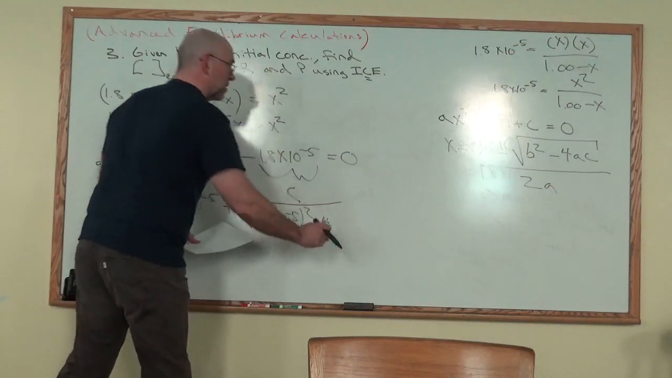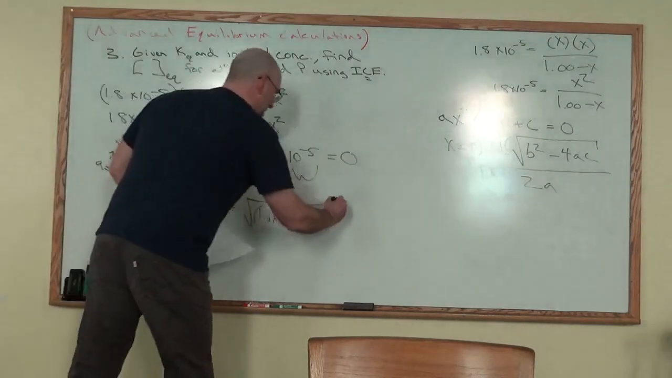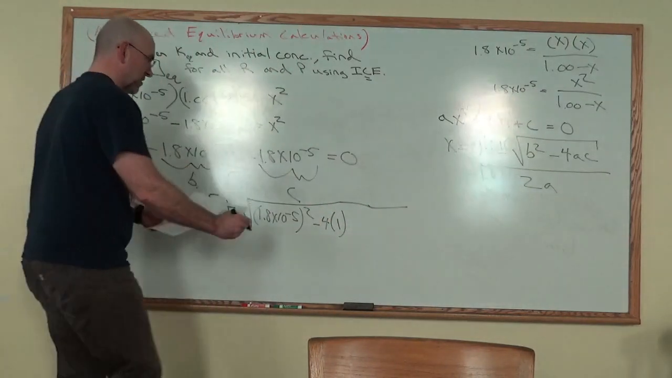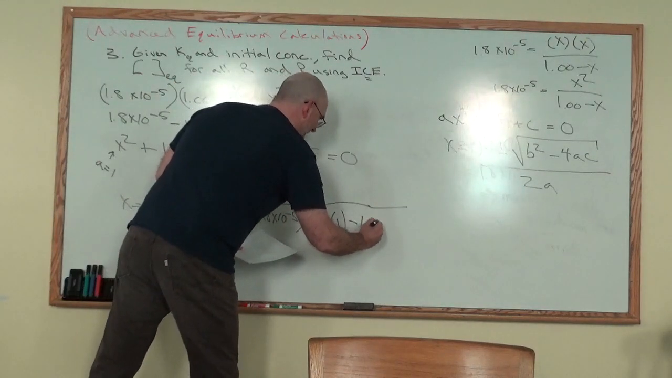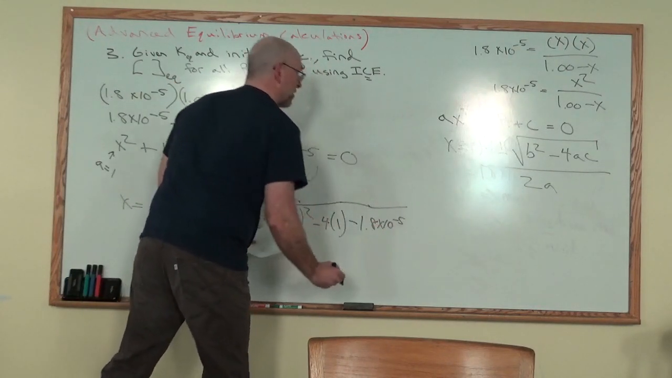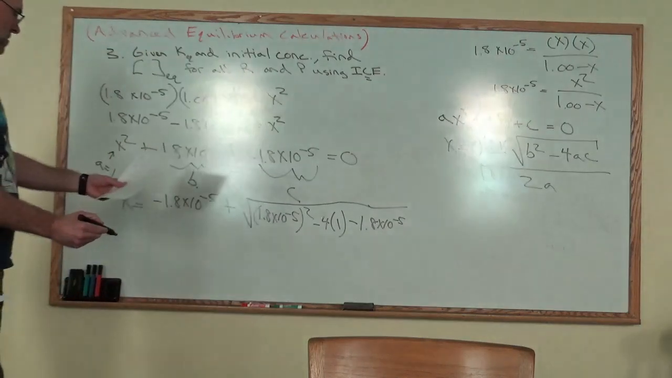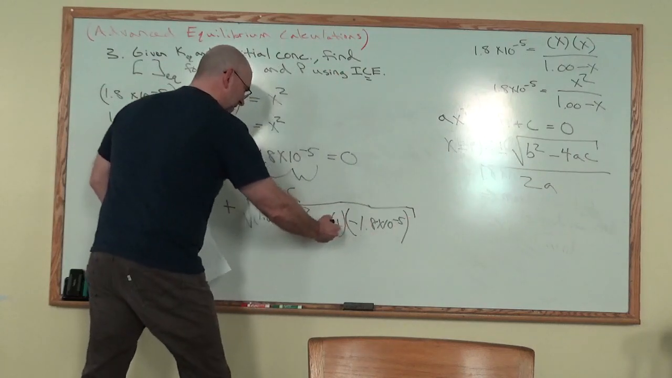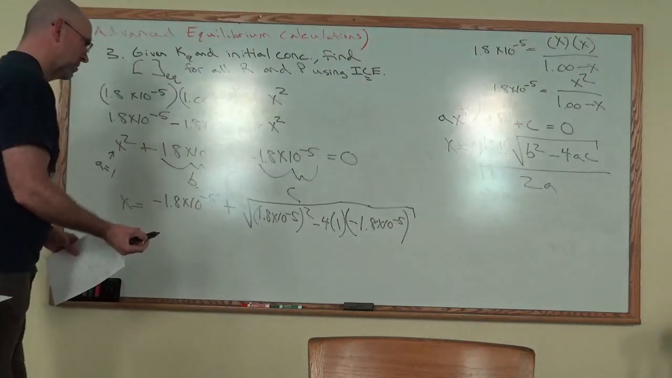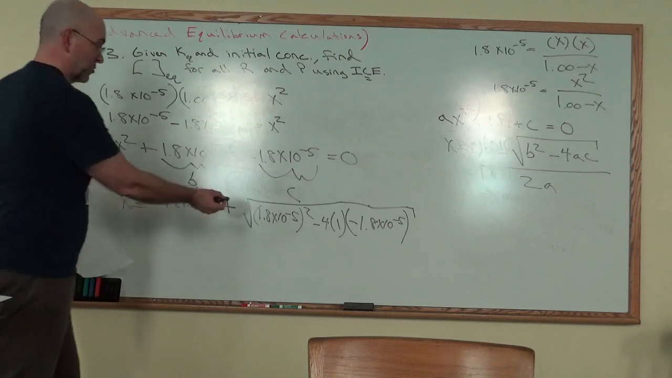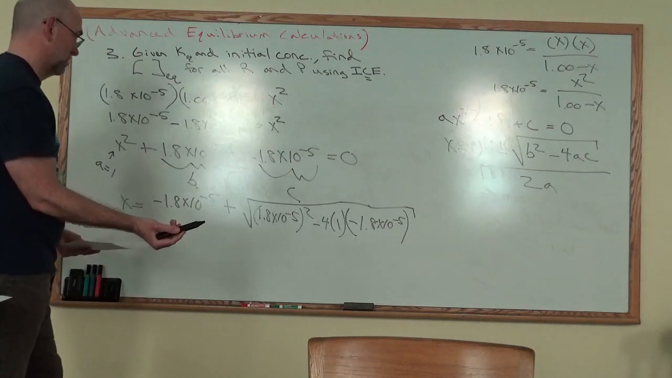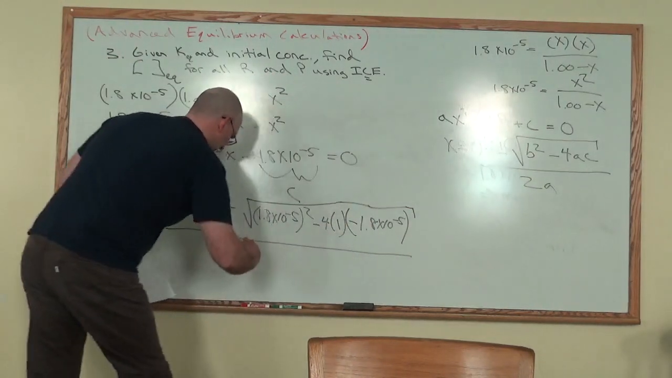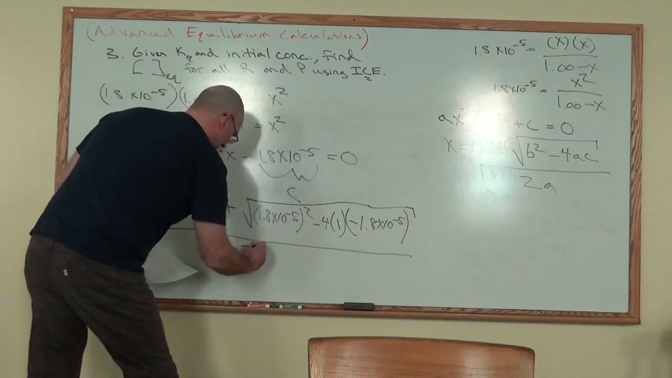4 times a, which is 1, and I don't mean to insult your intelligence if you know how to do this, times negative 1.8 times 10 to the minus 5. So we've got this negative times a negative to deal with, which makes sense because we're up to the square root of a negative number. All divided by 2 times a, which is 1.